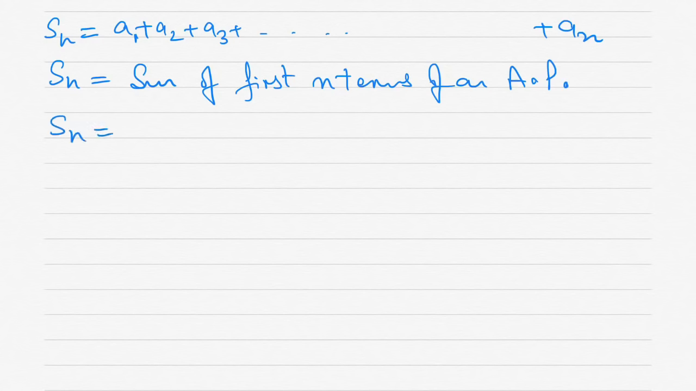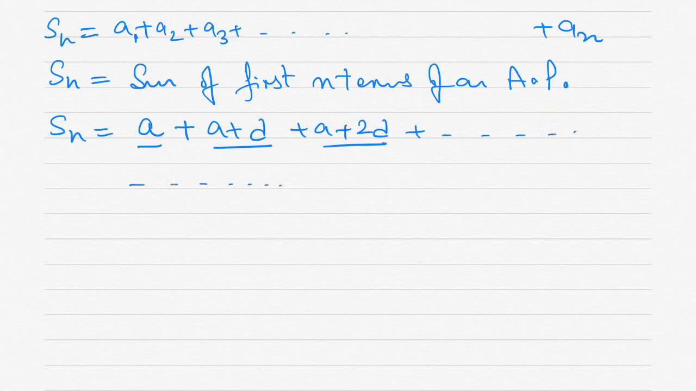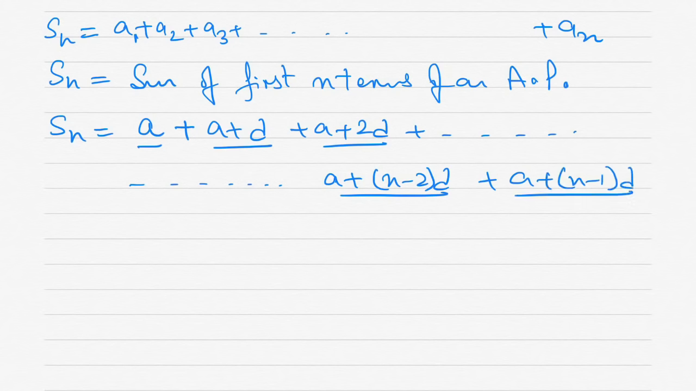As we know, Sn is A1 plus A2 plus A3. So what is A1? A. What is A2? It is A plus D. What is A3? It is A plus 2D. And continuing in the same manner, A plus n minus 2 into D plus A plus n minus 1 into D. This is the last term, A plus n minus 1 into D, and A plus n minus 2 into D is the second last term. Let us say this is equation 1.